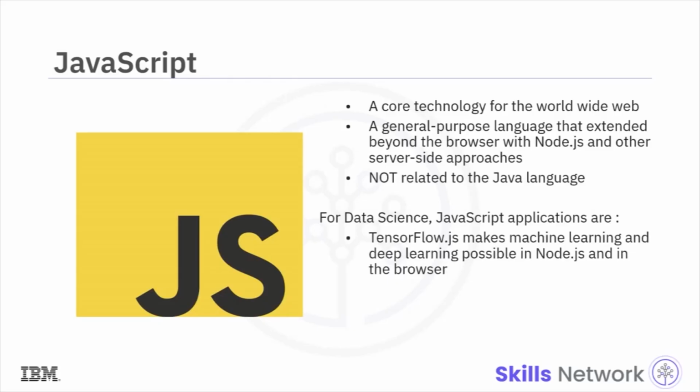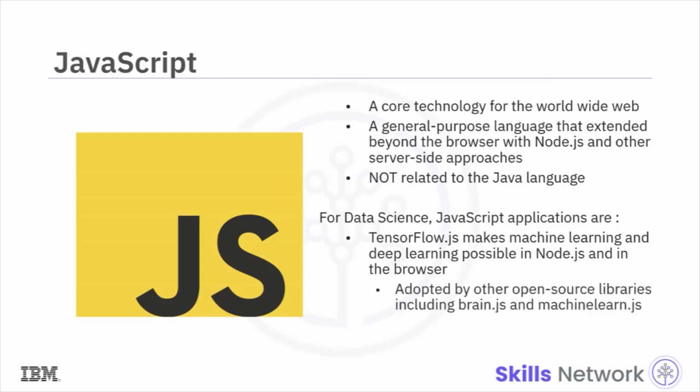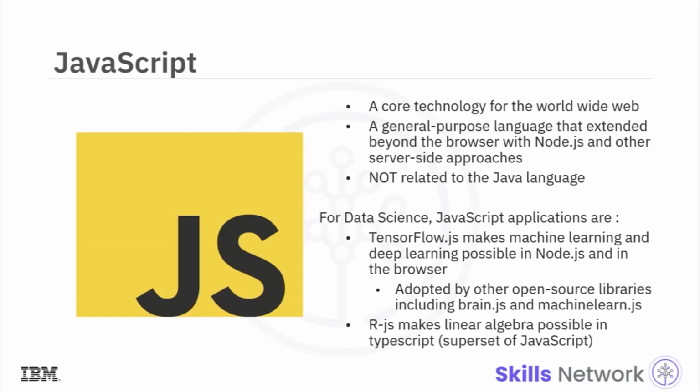TensorFlow.js makes machine learning and deep learning possible in Node.js as well as in the browser. TensorFlow.js was also adopted by other open-source libraries, including Brain.js and MachineLearn.js. Another implementation of JavaScript for data science is R.js. The project, RJS, has rewritten linear algebra specifications from the R language into TypeScript. This sets the foundation for future projects to implement more powerful math-based frameworks like NumPy and SciPy of Python. TypeScript is a superset of JavaScript.